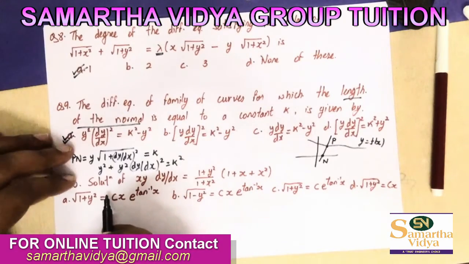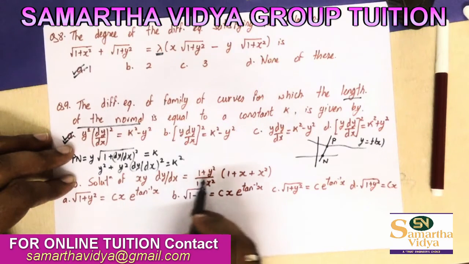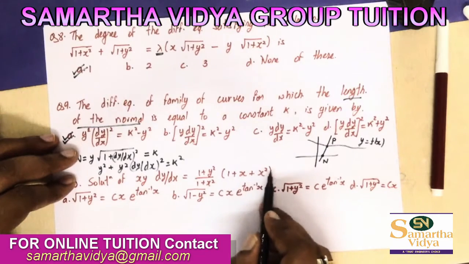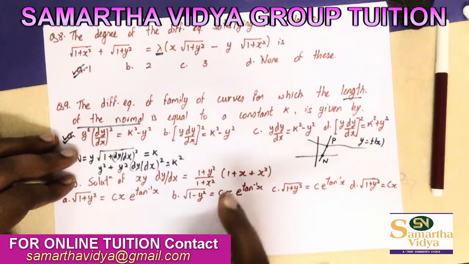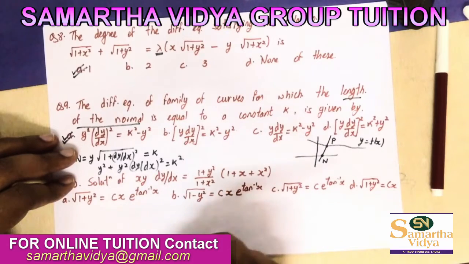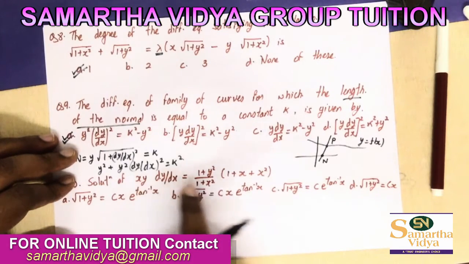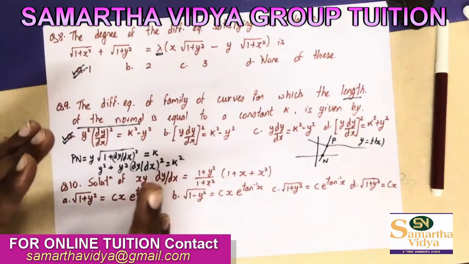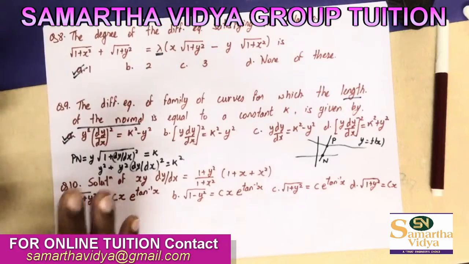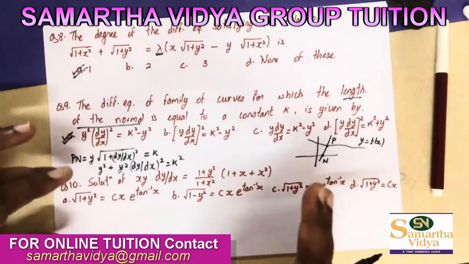Moving to the next one, the solution of xy dy by dx is equal to (1 plus y square) upon (1 plus x square), (1 plus x square). So this is the differential equation which is given. Since it is not talking about a particular solution, we need to solve this differential equation. You can see that this particular differential equation comes under the variable separable method, wherein we can separate the two variables, that is y and x. So on one side we have y and on the other side we have x.